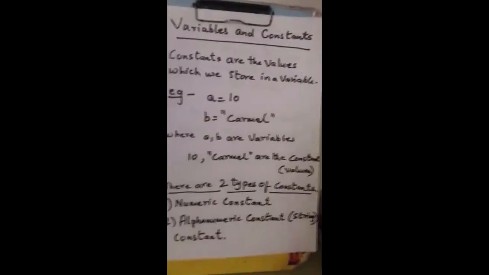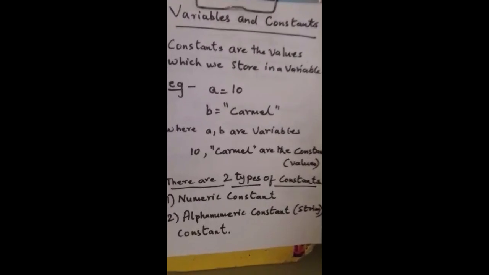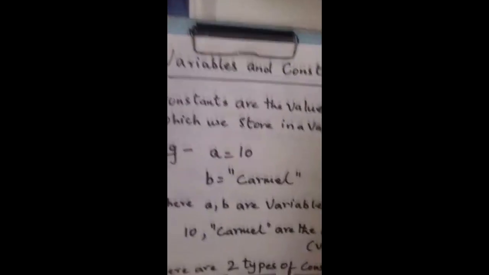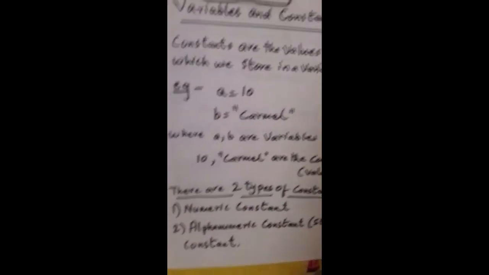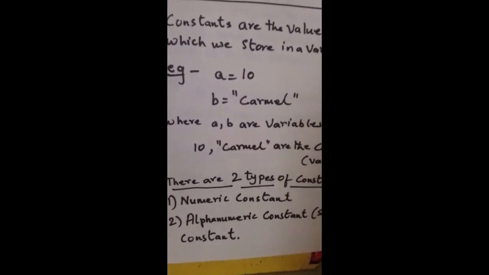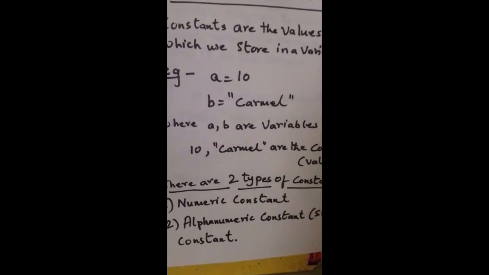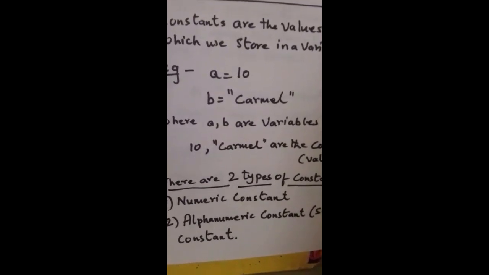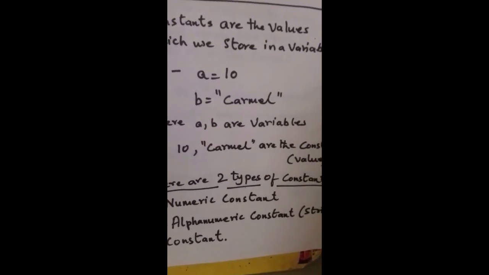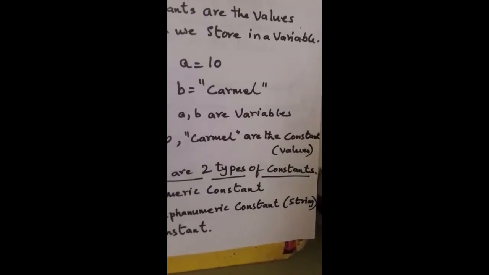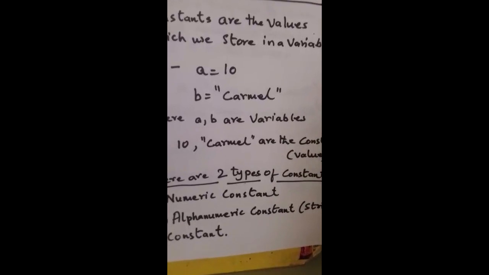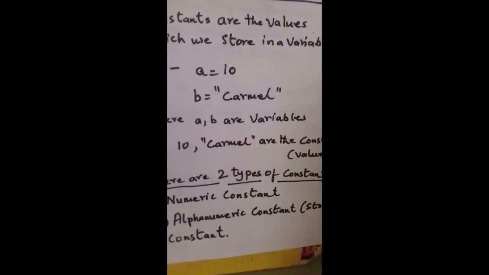So here we go. We have already seen what variables are in our earlier videos. Today I'll tell you what constants are. Constants are the values which we store in a variable. For example, A equals 10, B equals Kamal. So what are these? Here A and B are the variables, and 10 and the word Kamal are the constants, that is, the values which we store in the variable.